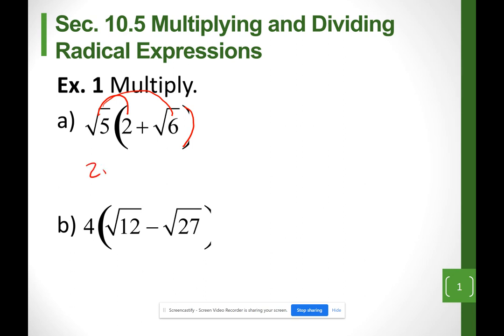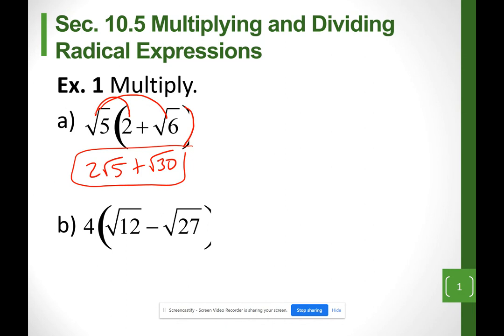So this gives me 2 square root of 5, right, plus square root of 30. Notice how when I had a radical with a whole number, I couldn't combine them, so I just wrote both of them. Radical with a radical, I multiplied them. If you can simplify the radical, by all means do so. In this case, we cannot, so I'm just going to leave it at that. 2 square root of 5 plus square root of 30.